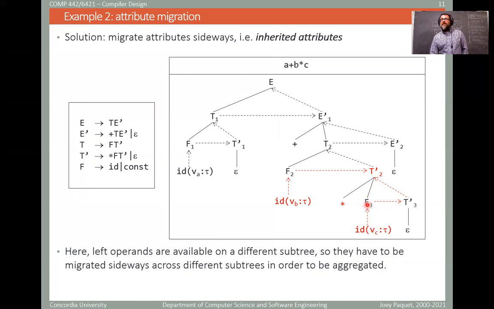So that eventually what's going to happen is that the right operand of the times is going to be migrated from here to here to here, and then the left operand of the times is going to be migrated from here to here, so that then the T prime node will have the left and the right operand, and it's going to be able to process them.